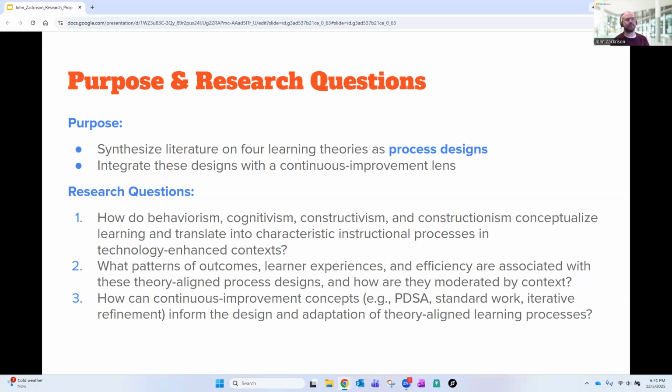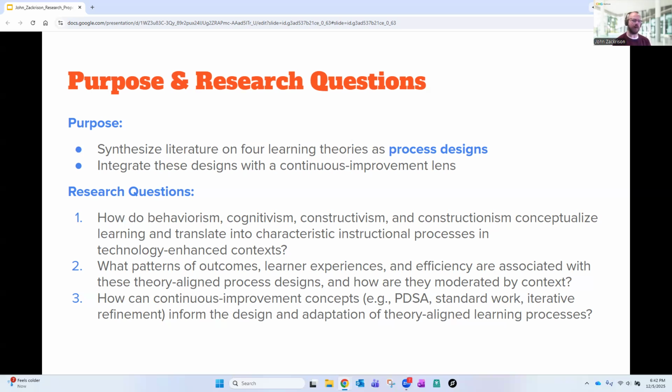So this work was guided by three research questions. Research question one asks how each theory conceptualizes learning and how those conceptions translate into instructional processes in technology-enhanced contexts. Research question two examines the patterns of learning outcomes, learner experiences, and efficiency associated with theory-aligned designs, and how these patterns are moderated by context, for example, learner prior knowledge or subject matter.